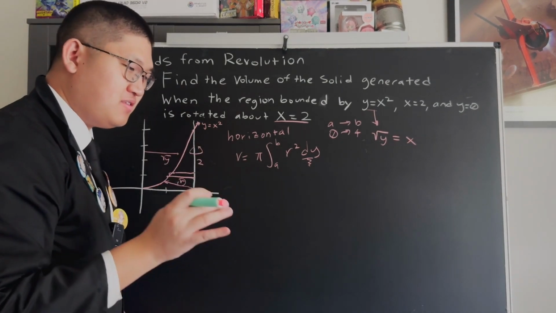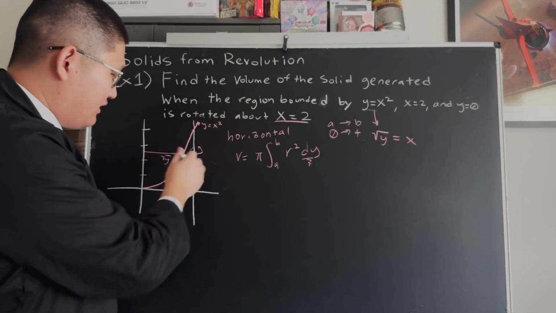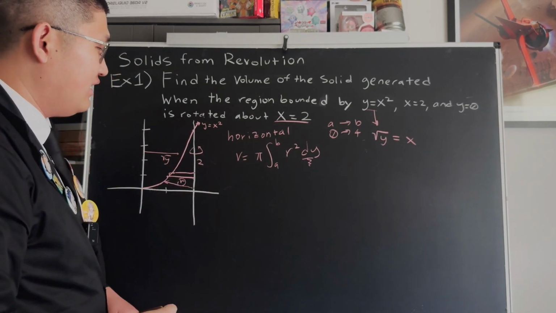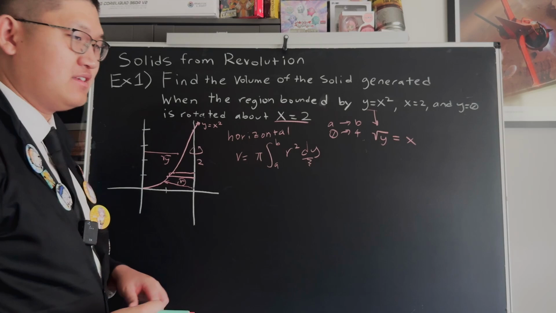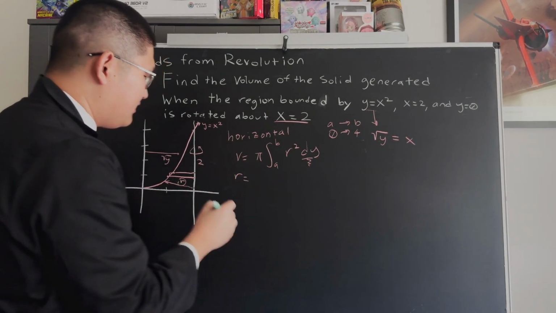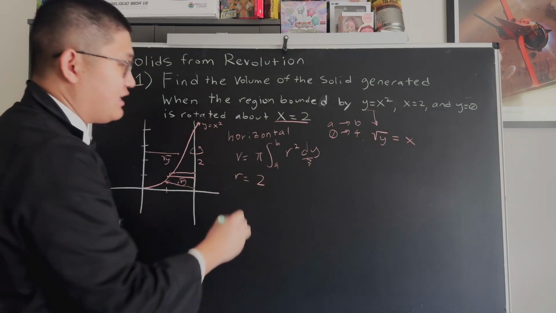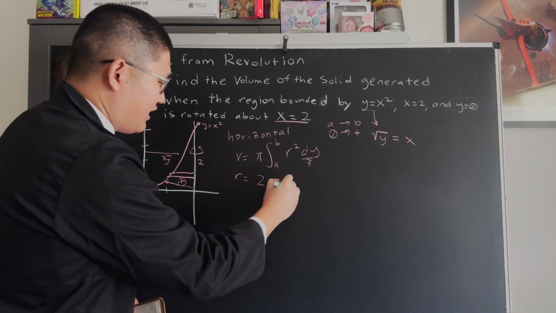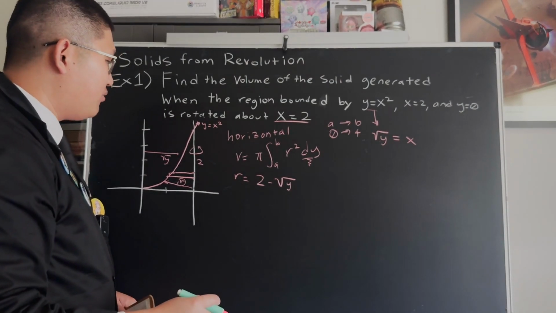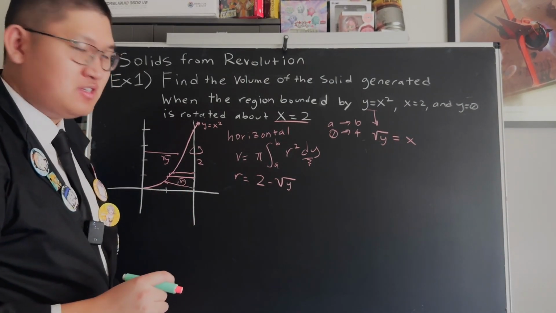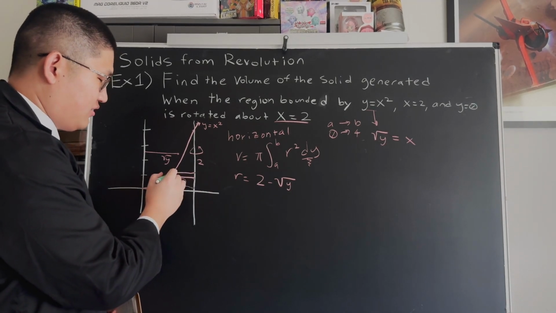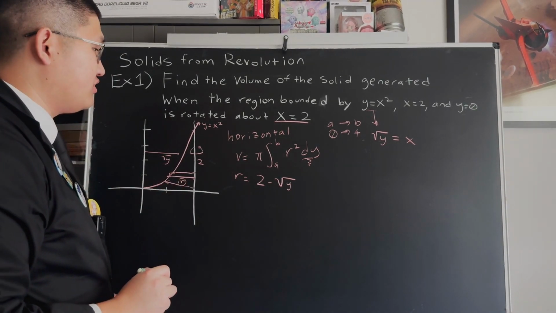For a lot of students, visualizing this on the graph, showing where all these distances are coming from, is usually a very good way to get the idea of what needs to be integrated. So with that, we can define our radius as not just 2 or just the square root of y, it's 2 subtracted by the square root of y. We need something like this to show what the radius looks like, from the axis all the way to the actual function itself.